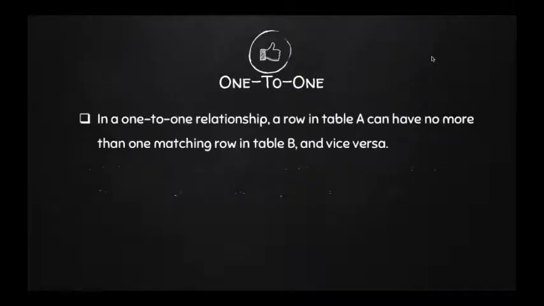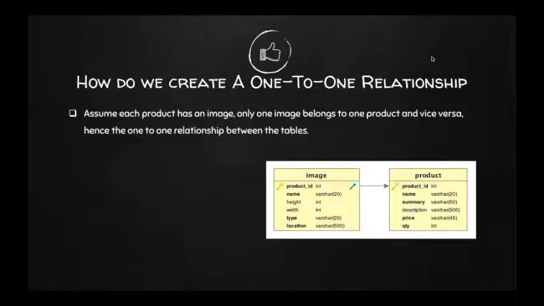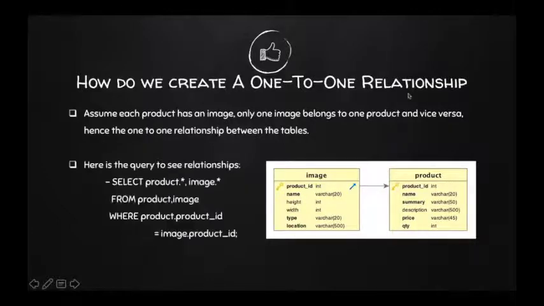In one-to-one, a row in a table can have no more than one matching row in another table. So we have table A and table B and vice versa. A one-to-one relationship is created if both of the related columns are primary keys or have unique constraints. So for example, our product and image. We assume a product has an image, and only one image belongs to one product and vice versa. So by adding product ID to image, we now have a one-to-one relationship between an image and a product.